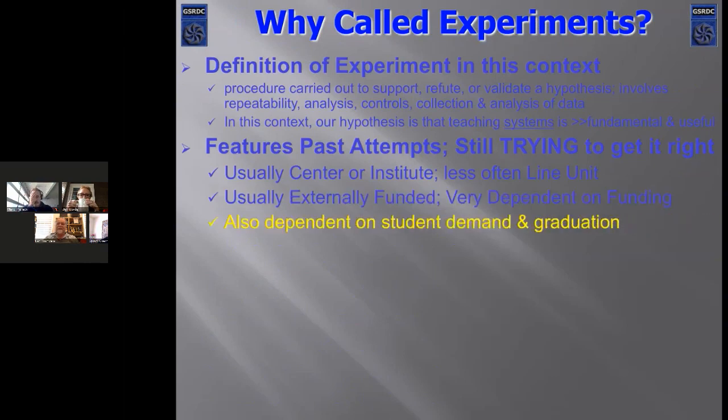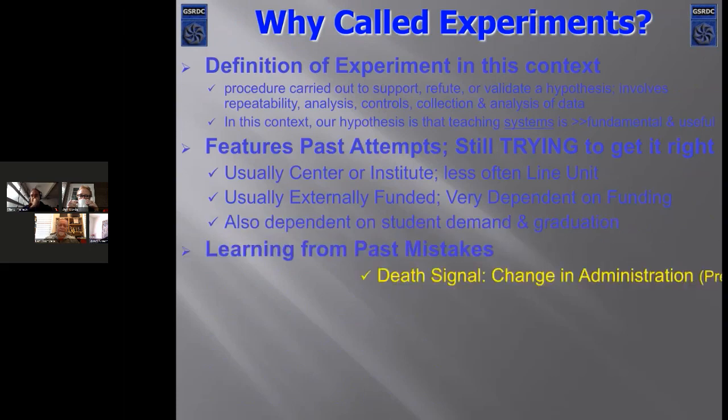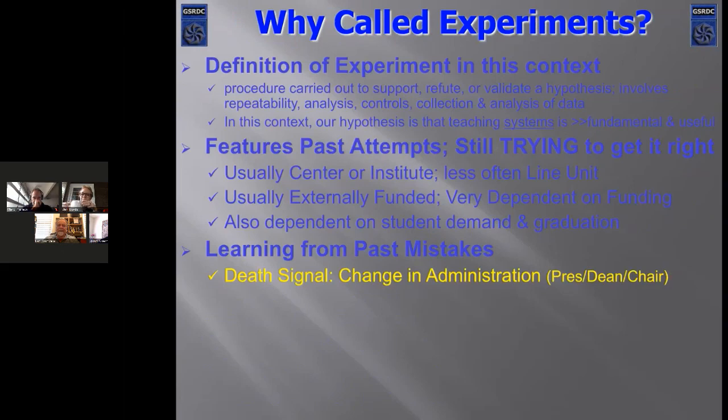It's also dependent on student demand and graduation, but we're going to see that both of those aren't enough to keep a program going. So we want to learn from our past mistakes at ISSS. One of the death signals to me is a change in administration. Someone who is tolerating or at least perhaps enabling or even was interested, who is a president, a dean, or a chair in the systems approach.